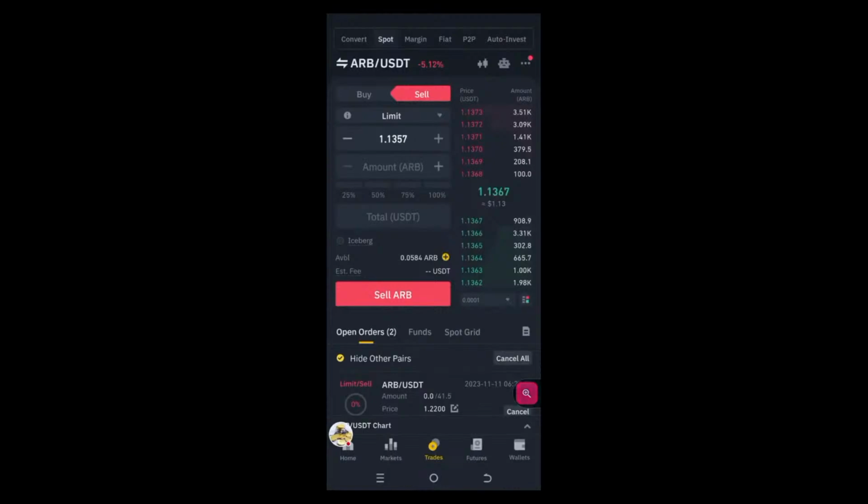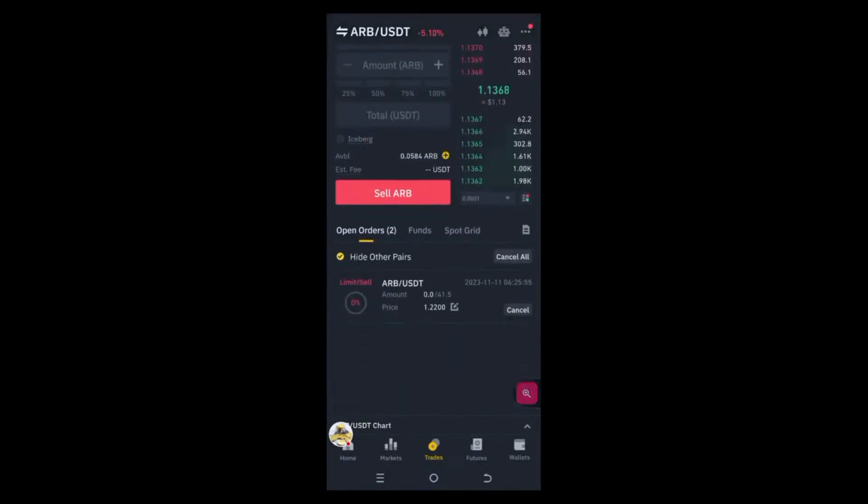But it's currently 1.13, because it's going down. So I'm just going to set it to get that, so that even if it takes me 1 or 2 days, once it gets to 1.22, my take profit or my sell limit will be triggered, and I will get the money, and I'll get the profit that goes with it.